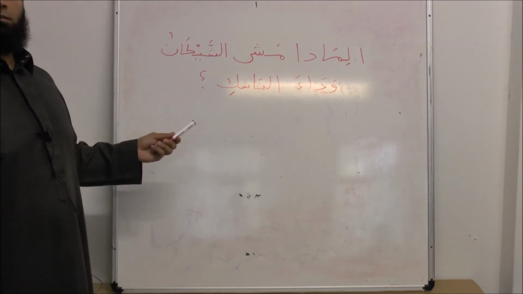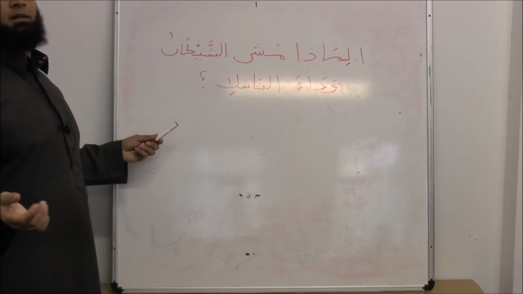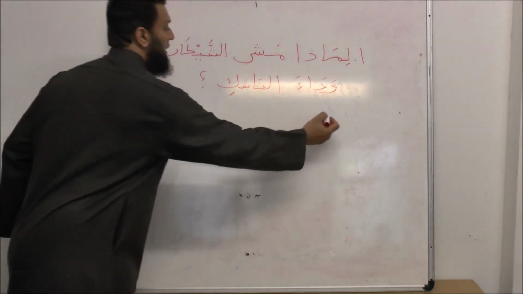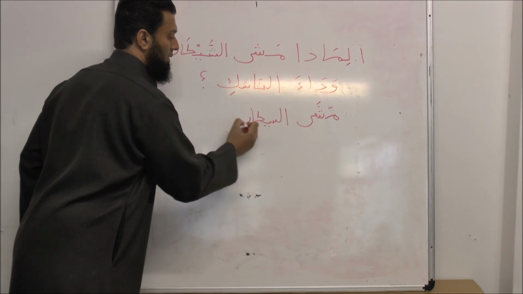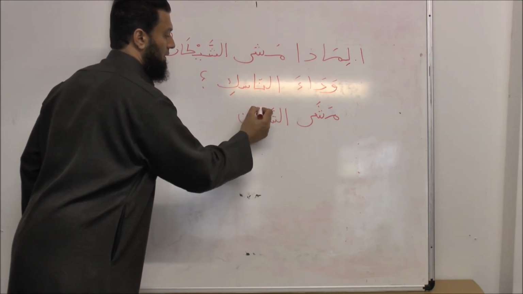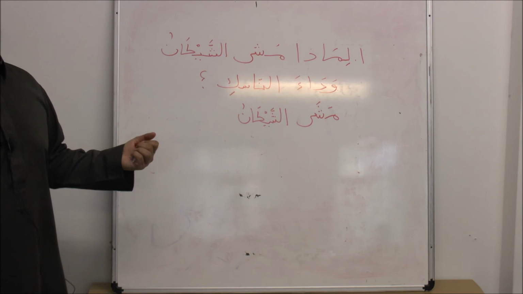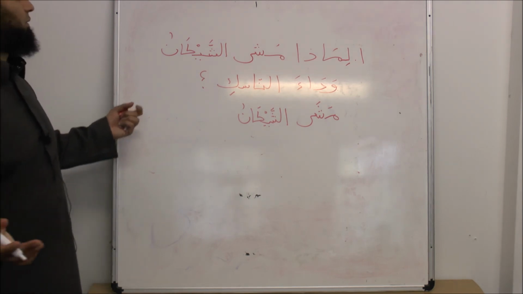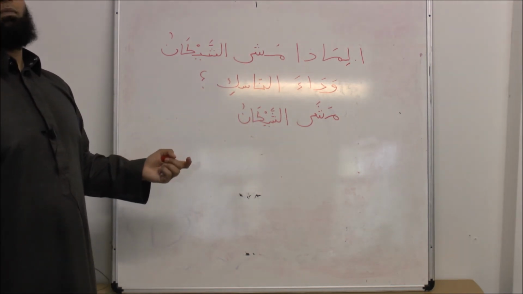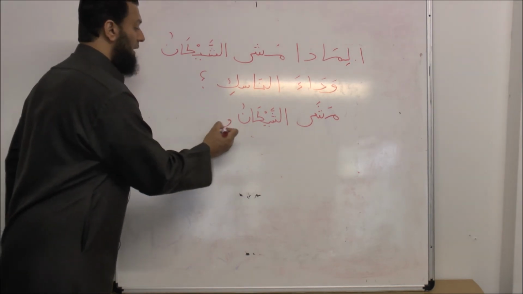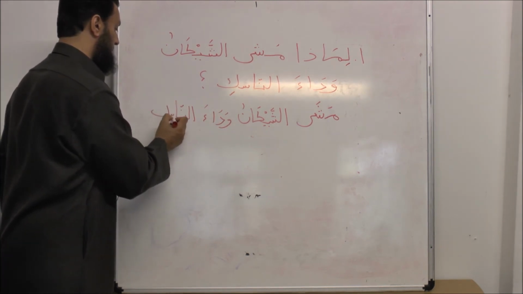So I thought we answered something like that already, yeah, that was a bit in the first section. Masha al-Shaytan. What comes next? Al-Nasik. Masha al-Shaytan, al-Nasik. The Shaytan walked behind. وراء الناسك, مشى الشيطان وراء الناسك.